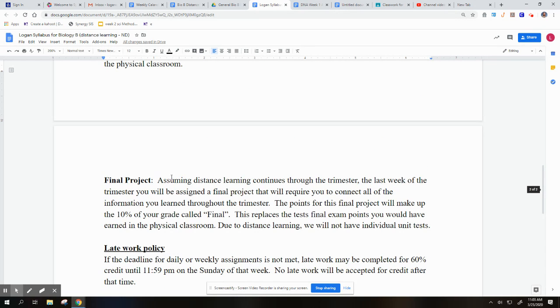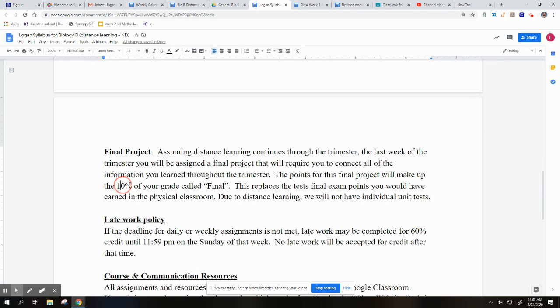And then the last chunk of your grade will be called final project. And this is actually going to make up 10% of your grade. This is going to be a cumulative piece of your final or cumulative part of your grade. But it's only 10%, guys. And we'll talk about this more as we get closer.